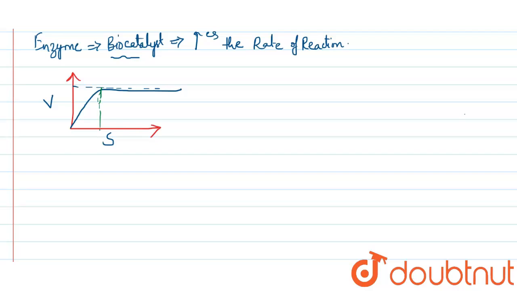So this is Vmax. This reaction is in the presence of enzyme. So at the lower substrate concentration, Vmax is attained and then it is stabilized. And this is condition 1, in the presence of an enzyme. That is a normal enzymatic reaction.